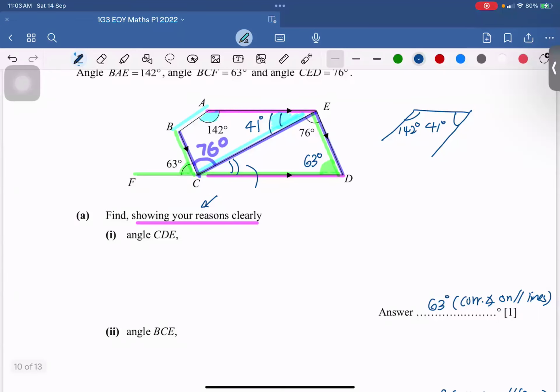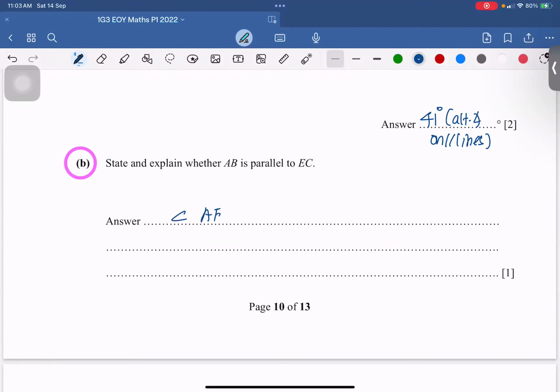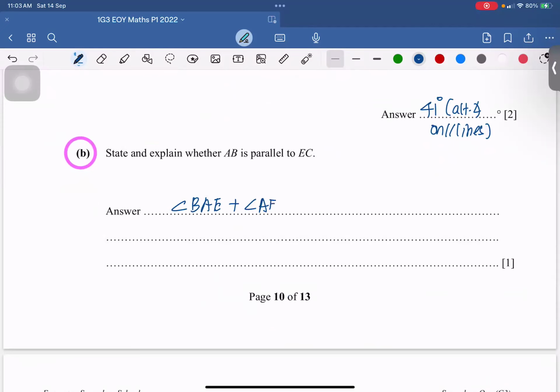So angle BAE plus angle AEC is equal to 142 degrees plus what we have found, 41 degrees, and this is actually equal to 181 degrees, not 180. Please include this.